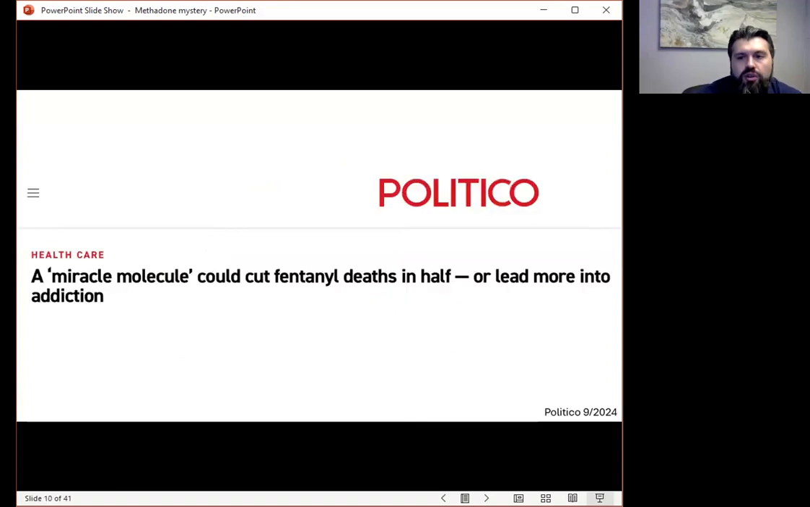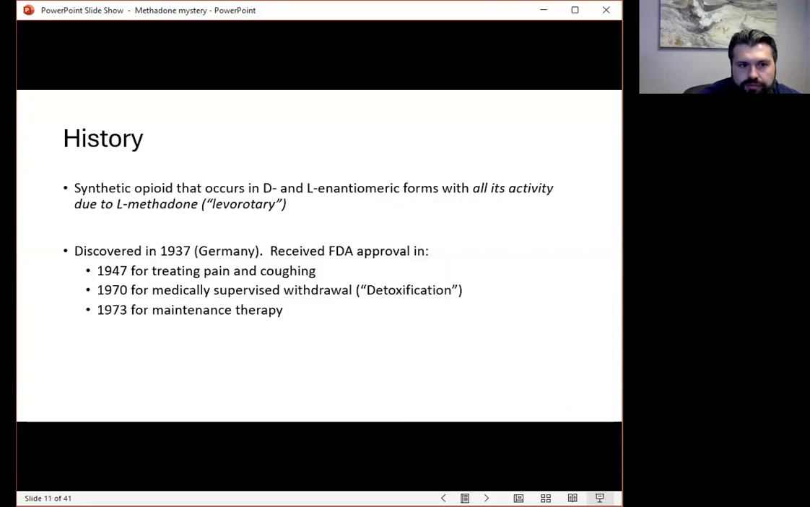And this is a recent article from Politico. This was just a couple months back. It's really been shining a spotlight on methadone, particularly in the setting of fentanyl, because of its efficacy in treating opiate use disorder. Some even calling it a miracle molecule, while others are worried about how it could potentially even worsen addiction. And I think there have been some changes to the landscape of methadone. So I think it's really important for everyone, including primary care providers, to understand a little bit more about methadone and understand those changes, and how they could potentially affect your practice as well.